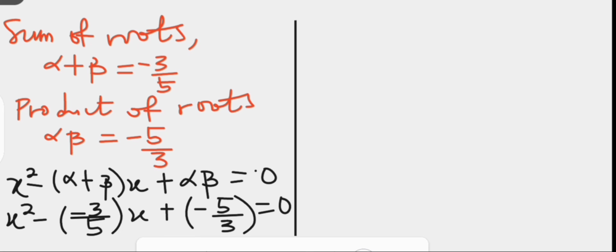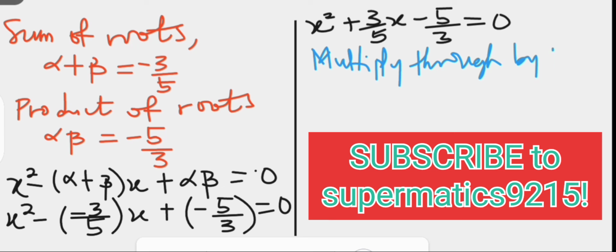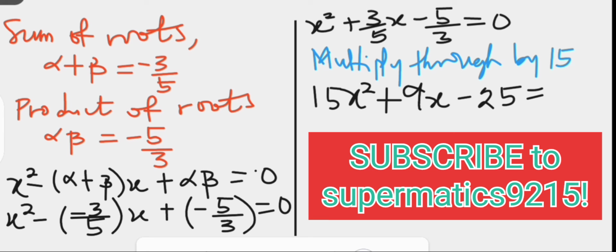Then when we tidy up the signs, we have x squared plus 3 over 5 x minus 5 over 3 equals 0. But we have to write this in standard form. So we multiply through by 15, the LCD of 5 and 3. This gives us 15x squared plus 9x minus 25 equals 0 as the required equation.